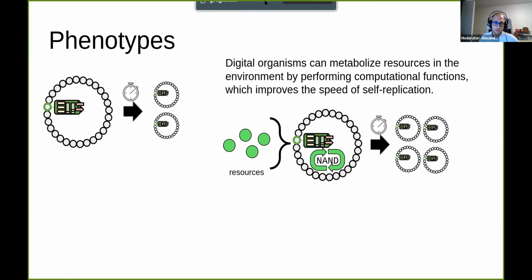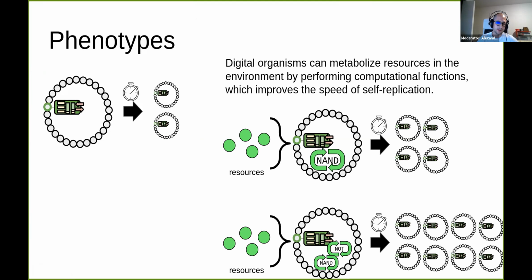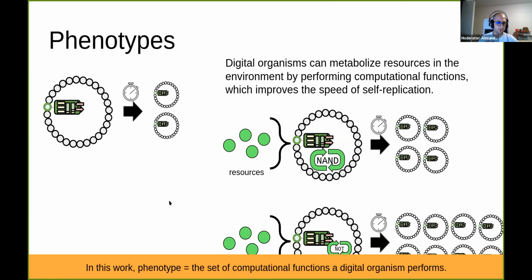Now, these digital organisms can also metabolize resources in their environment by performing computational functions. By doing this, they can improve their speed, the efficiency of self-replication. Often in a lot of experiments, the more different types of logic functions or computational functions that these organisms perform, the faster they're able to produce offspring. What I want you to take away is that in this work, a phenotype is just the set of computational functions that a digital organism performs.